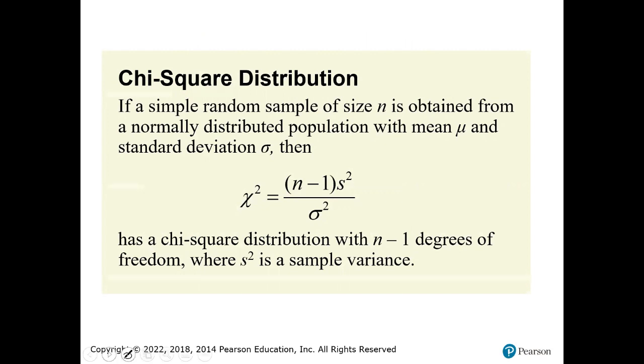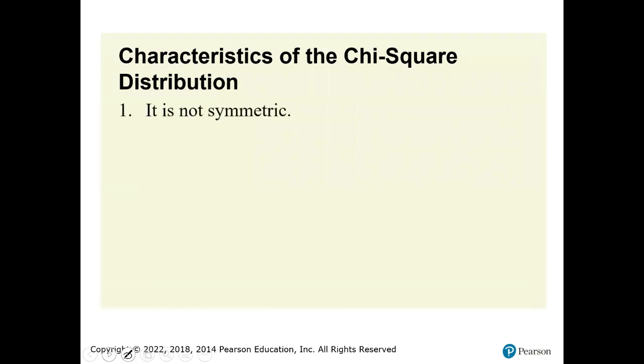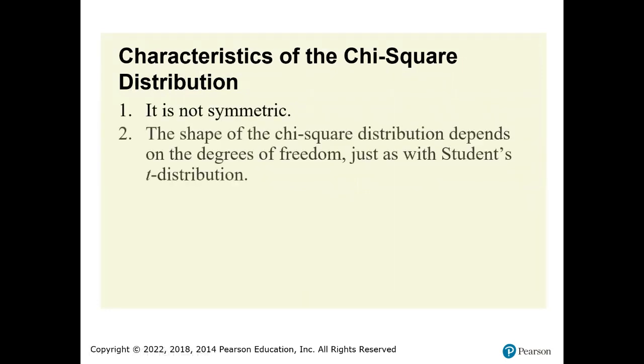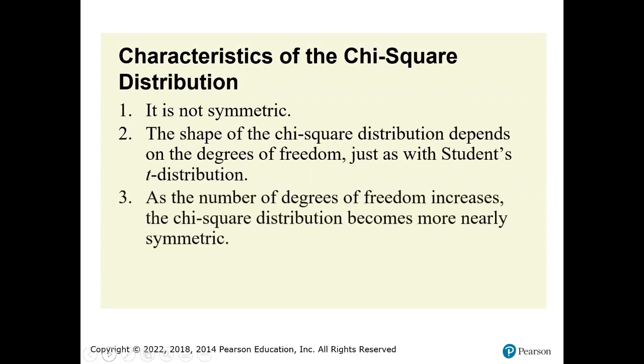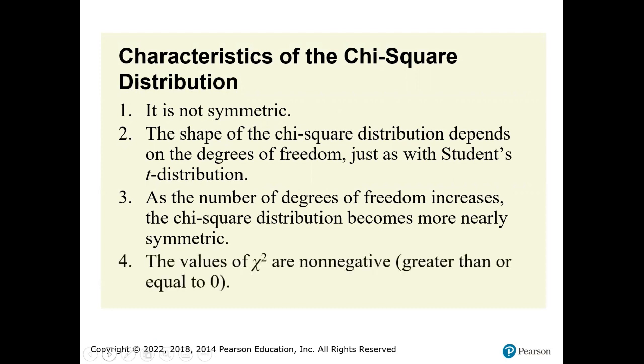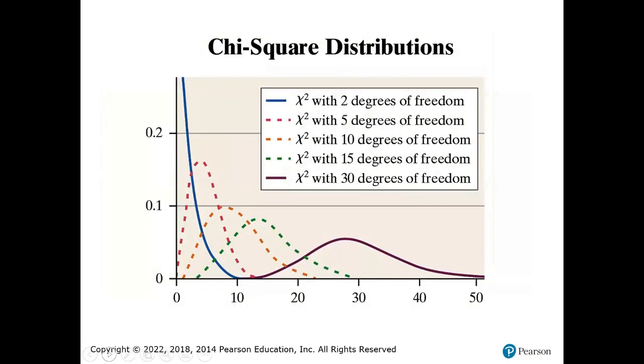And remember that this is the one that is not symmetric. It does change shape depending on how many we've sampled. As we increase the number in our sample, it is going to become closer and closer to being symmetric. And remember that because we are squaring things, everything's going to be greater than or equal to 0. So just a reminder, we looked at this before. You can see that as we increase the sample from the red to the orange to the green, to this purple here, they're getting closer and closer to a normal curve.